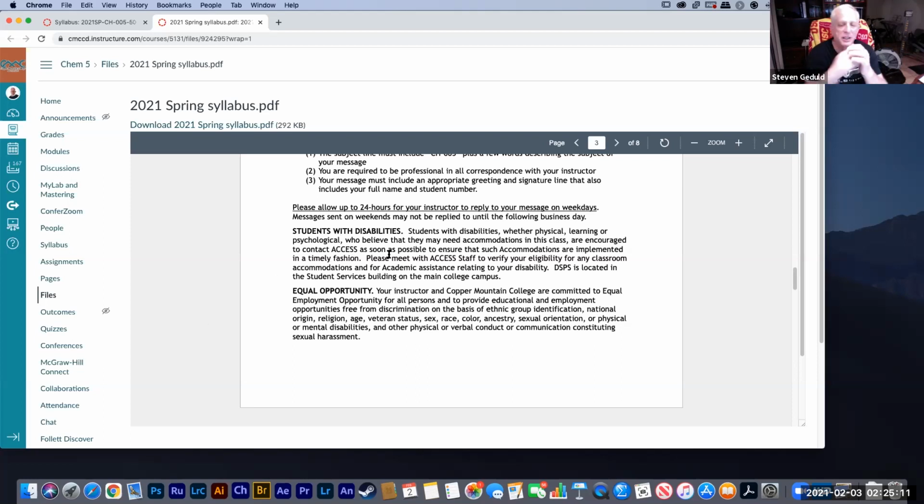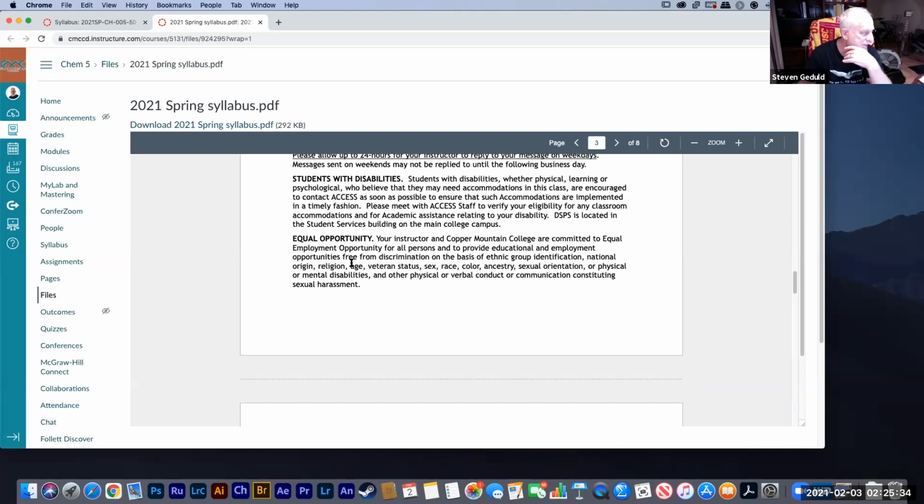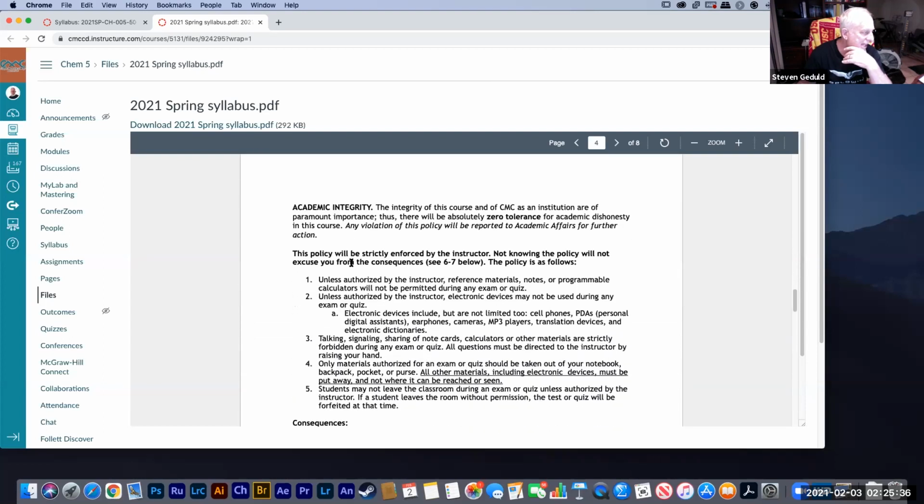Students with disabilities, if you have accommodations through Access, such as extra time or other accommodations, they'll give you that. They'll email it to me, or you'll email it to me, and I'll work with you to help you understand what you have so we can meet your needs. The Access and disability office is still in effect even though we're online. And I'll definitely work with you to meet those needs. Equal opportunity, academic integrity.